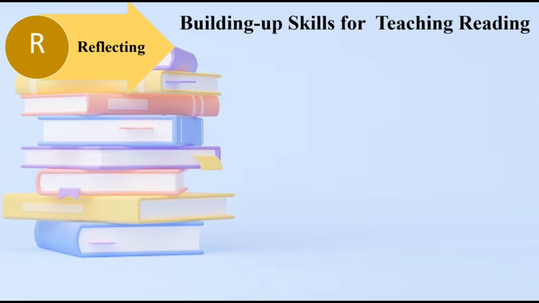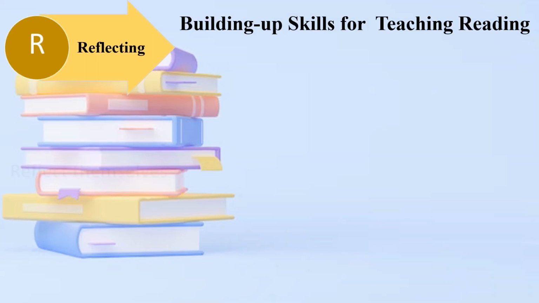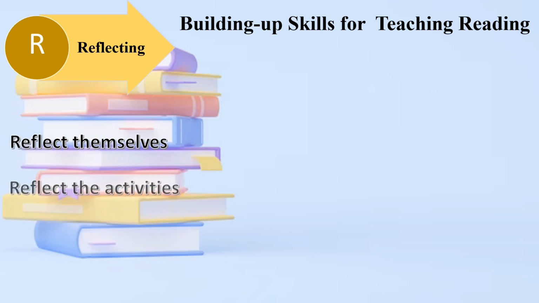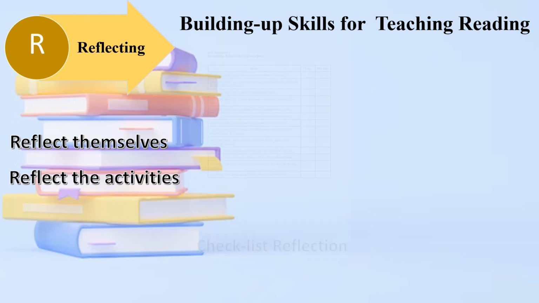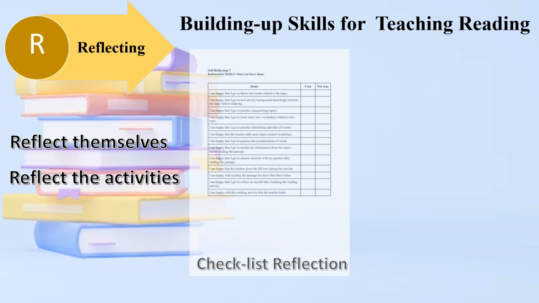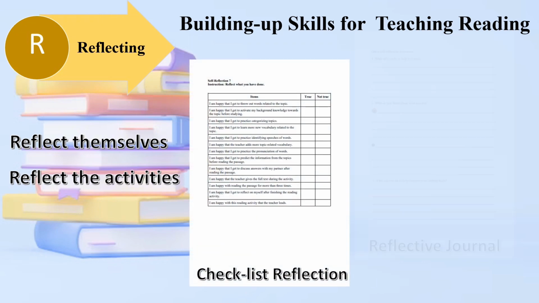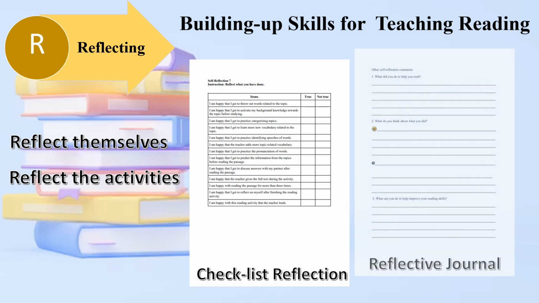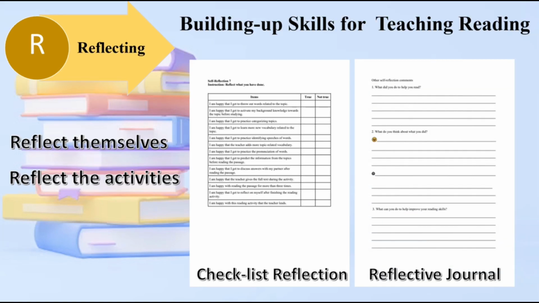Now here comes the final R, reflection. Students should be asked to reflect on what they have done during all of the activities, what they have done well, what they could have done better, what did not work for them, and what they should do to become better next time. Teachers should also offer feedback and guidance to students as they develop their reading skills and encourage them to apply what they have learned in different reading situations.